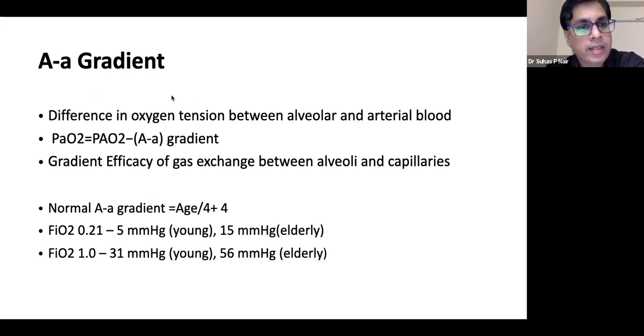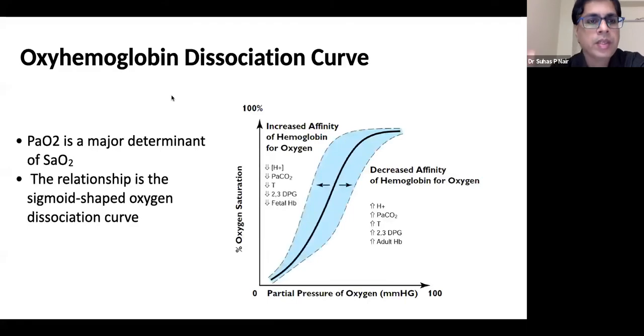The A-a gradient is basically the difference in oxygen tension between the alveolar and arterial blood. As a gradient, it is just the efficiency of gas exchange between the alveoli and the capillaries. Basically it gives you an idea about how effectively oxygen exchange takes place between the alveoli and capillaries.